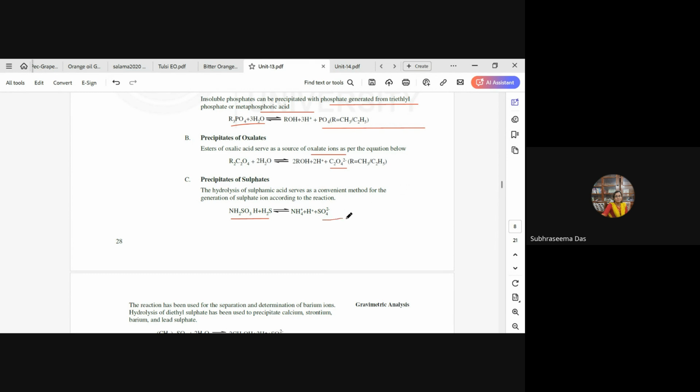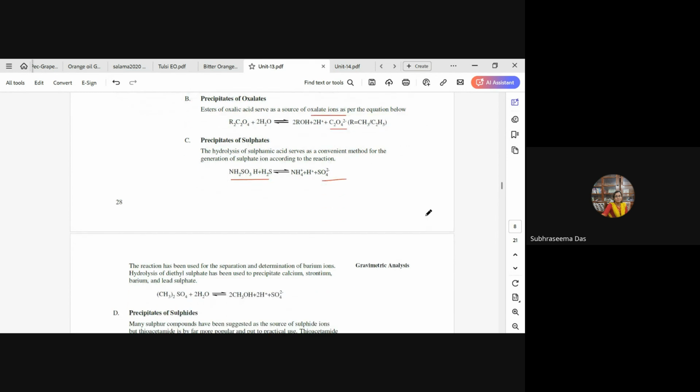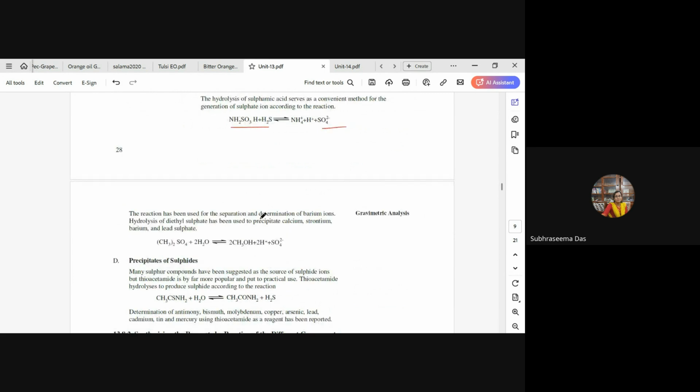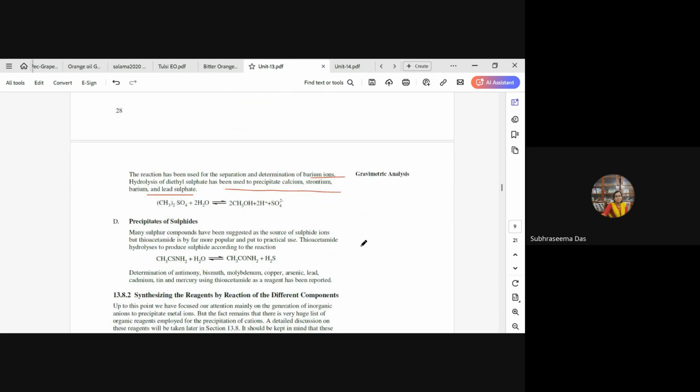And we know these sulfate ions, either barium sulfate or lead sulfate, are insoluble in water, and this reaction is used for separation and determination of barium ions. So hydrolysis of diethyl sulfate has been used to precipitate calcium, strontium, barium, and lead sulfates. These are some of the examples.